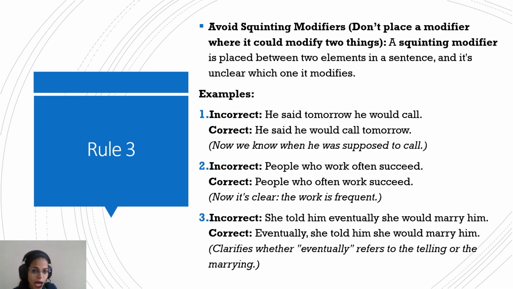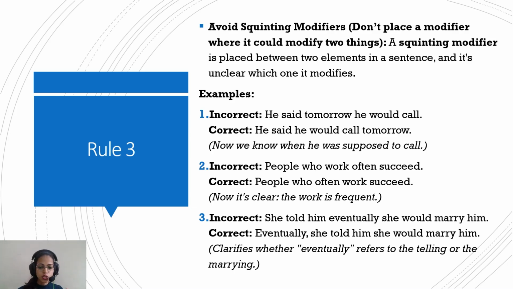So whether the act of telling was eventual or the act of marrying would be eventual, that is the part that is getting confused here. So eventually she told him she would marry. So "eventually" is placed right before "she told", so we know that the act of telling was eventual. That eventually she told him she would marry him. Marrying is not going to be eventual. Okay, that's a different part, we don't know about that. But "eventually" is used for her telling him. That was the eventual thing.